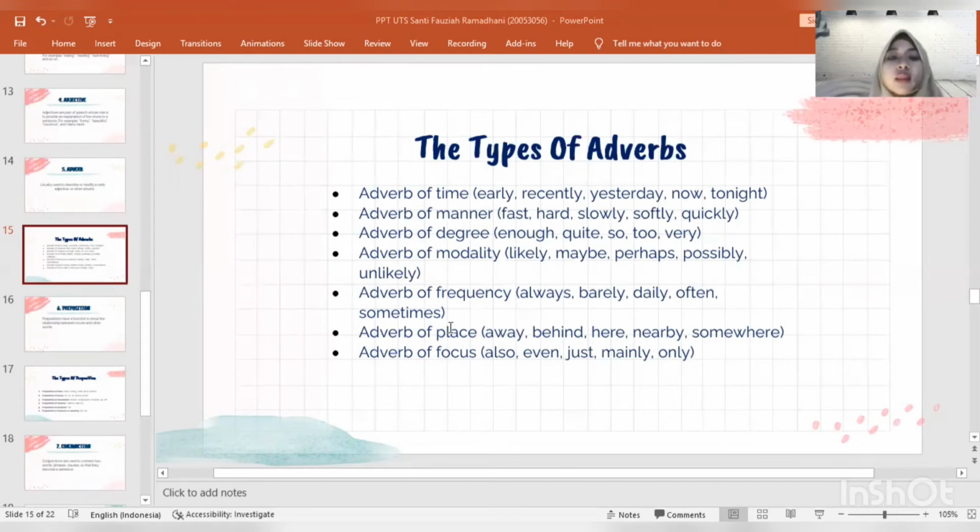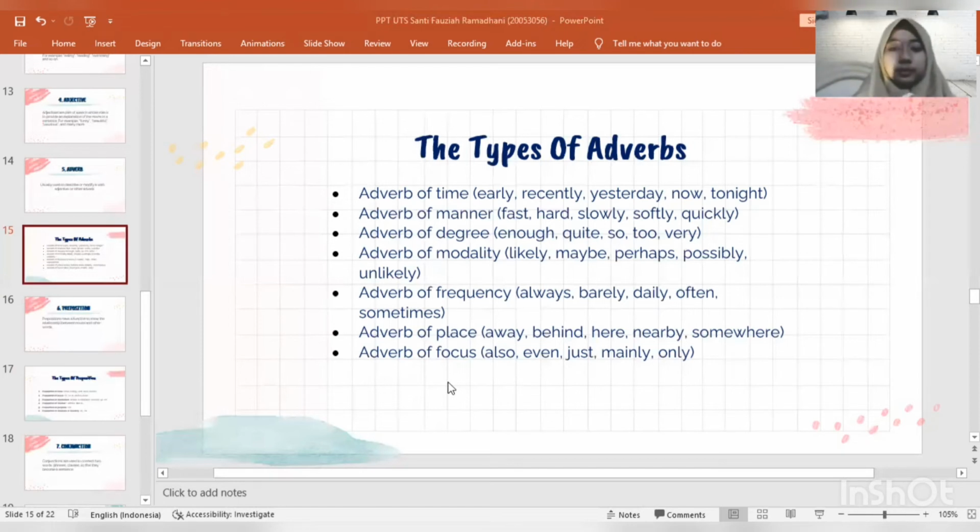The next is adverb of degree. For example, enough, quite, so, too, very. The next is adverb of modality. For example, likely, maybe, perhaps, possibly, and unlikely. The next is adverb of frequency. For example, always, barely, daily, often, and sometimes.